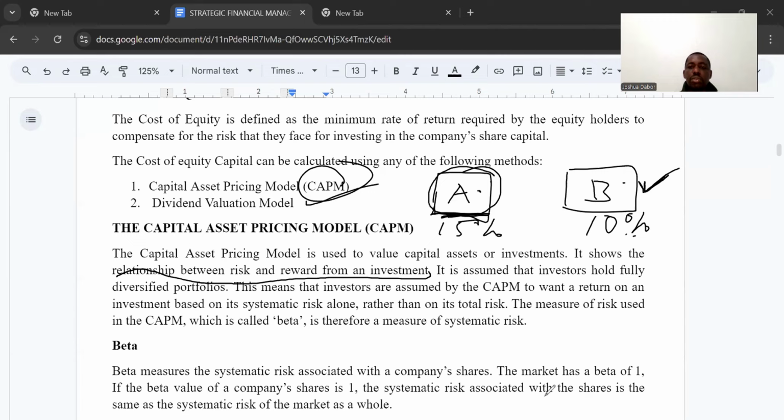But the level of risk will determine what? The return. So as the risk increases, the return also what? Increases, in the same relationship. So the capital asset pricing model, unlike the dividend valuation model, factors the risk into what? The investments.